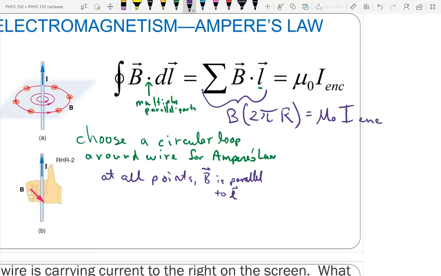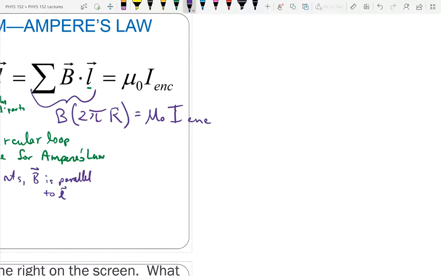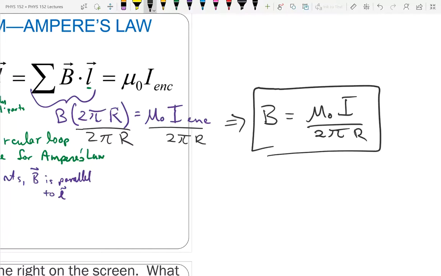So the I enclosed is just the current in that wire. Now I simply take this equation and solve it for magnetic field. So if I solve this for magnetic field, I'm going to have to divide both sides by 2 pi r. And that gives me the magnetic field is mu naught times I in the wire over 2 pi r, where r is the distance from the wire. So Ampere's law gives me a direct, simple equation for what the magnetic field is at some distance r away from a wire produced by current going through the wire.